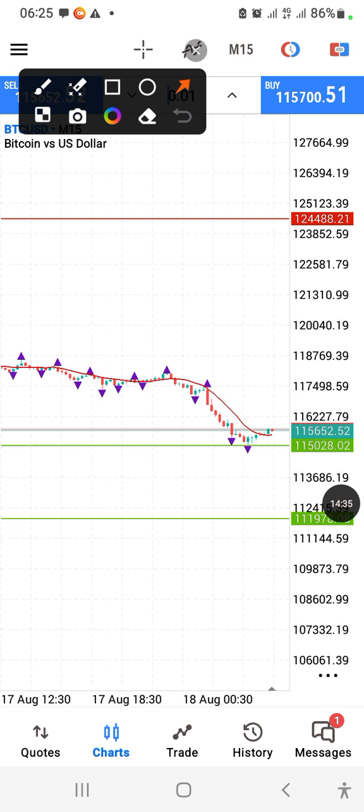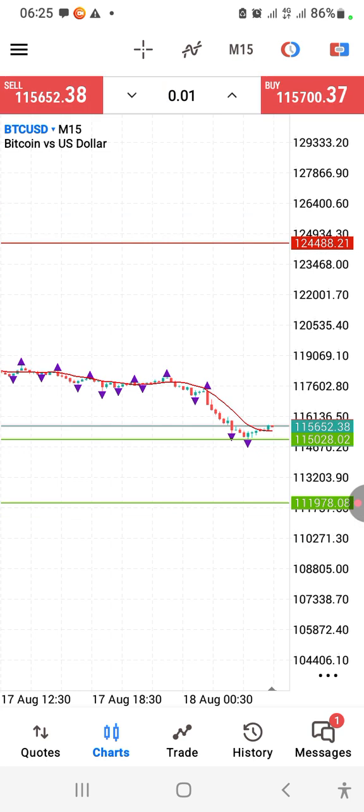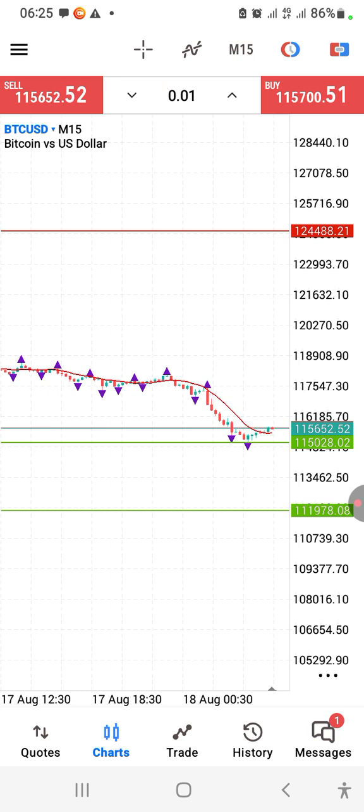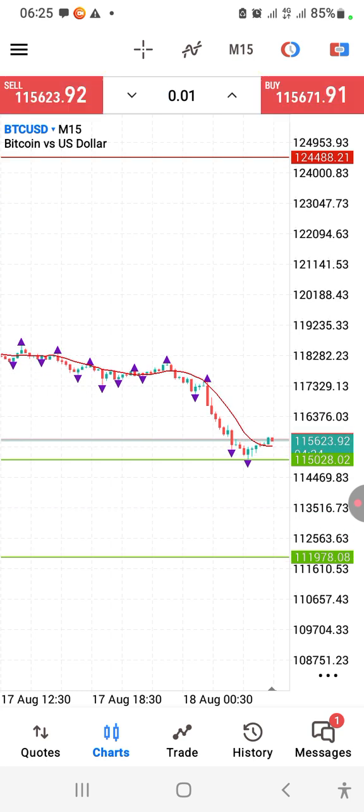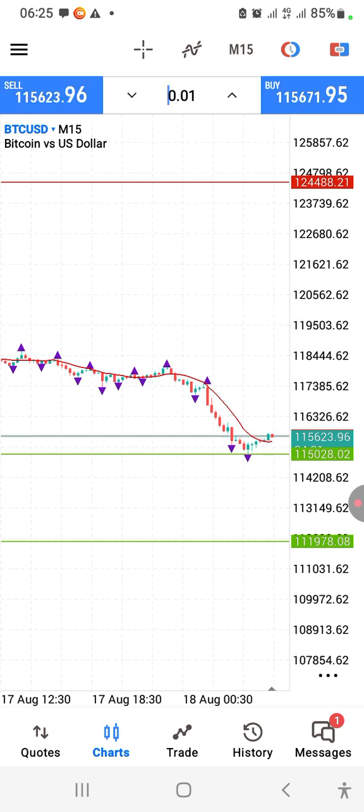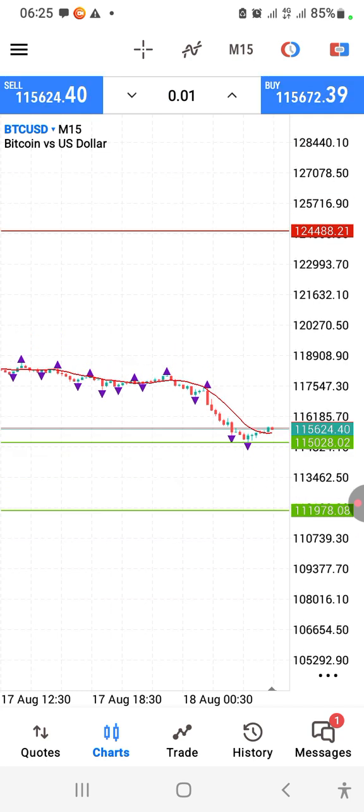Now watch the market. If the market can get to this key level of 111,978.08 price level, then you will now take your trade and put your stop loss below it. Then if the market can get straight to 124,488.21, you now think of selling. These are your key levels.